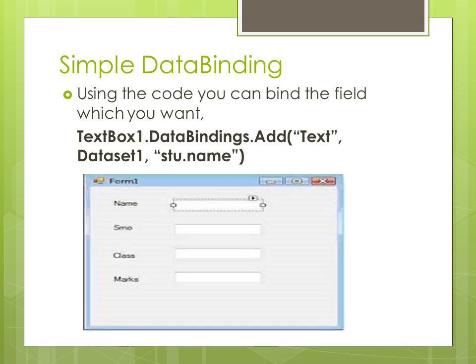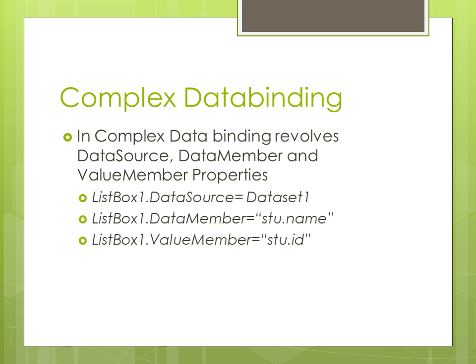So here we can see a form that contains four labels: name, serial number, class, marks, and I have four corresponding text boxes also. In that, one text box is clicked and there is an arrow mark in that text box. And next one is complex data binding.